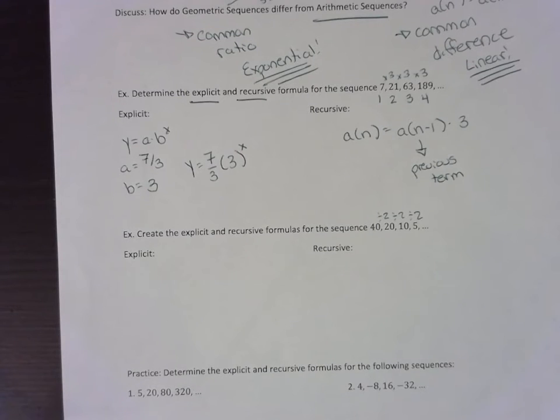So if you see division, if you see 40 divided by 2, or 20 divided by 2, or 10 divided by 2, you have to put it in terms of multiplication. So if we're dividing by 2, what else could we do to get the same result? What could we multiply 40 by to get to 20? What could you multiply 20 by to get to 10? What could you multiply 10 by to get to 5? Your answer? 1/2.